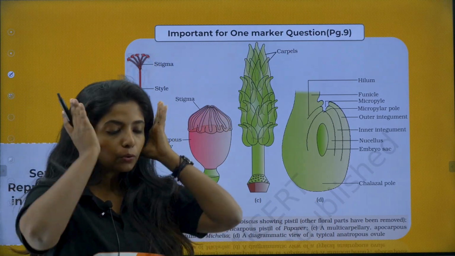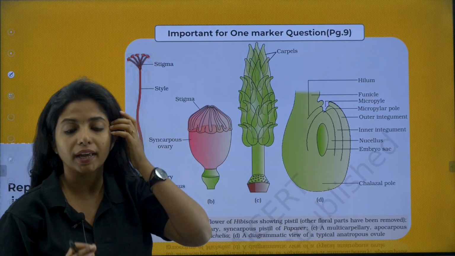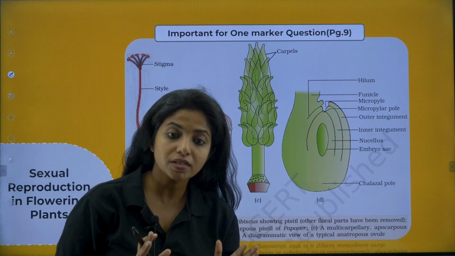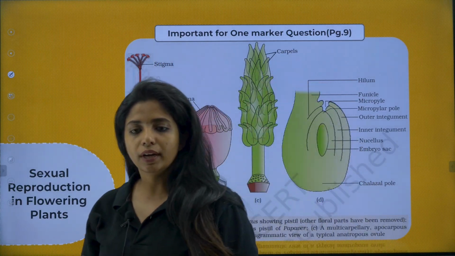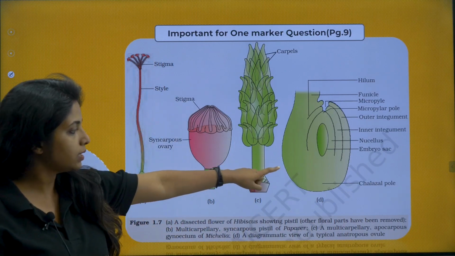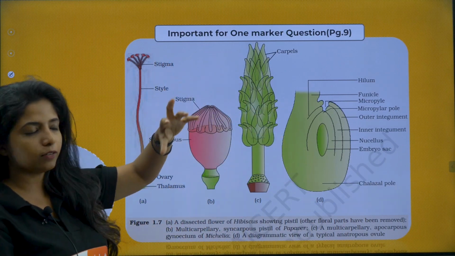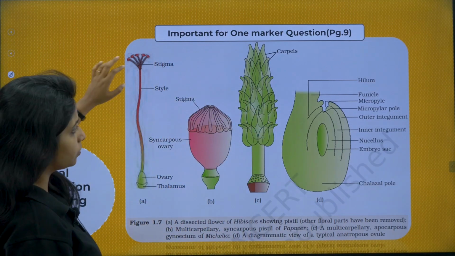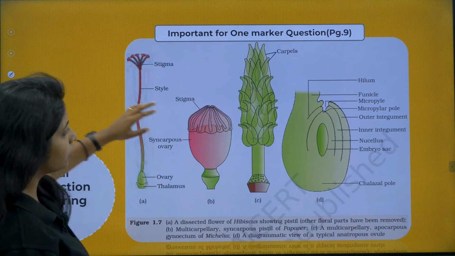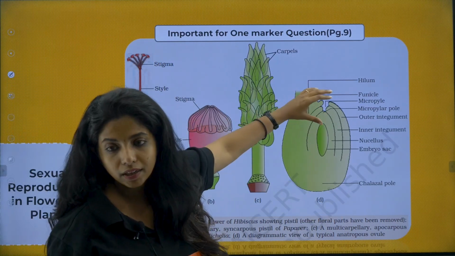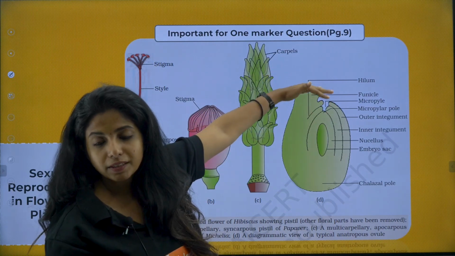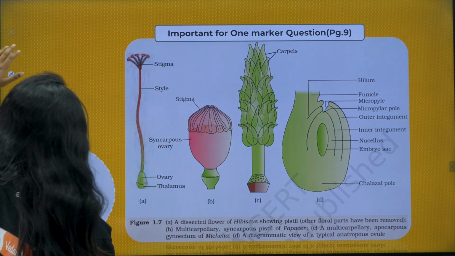So these pictures are also equally important. Some people just tell you what is important to draw. This is not just an important thing to draw, you should be able to identify it also properly, right? Which is why I am putting it over here. Now this is an anatropous ovule, an inverted ovule. Usually you have the funicle and placenta towards down, but here in the anatropous ovule, the funicle and the placenta will be towards the upside.